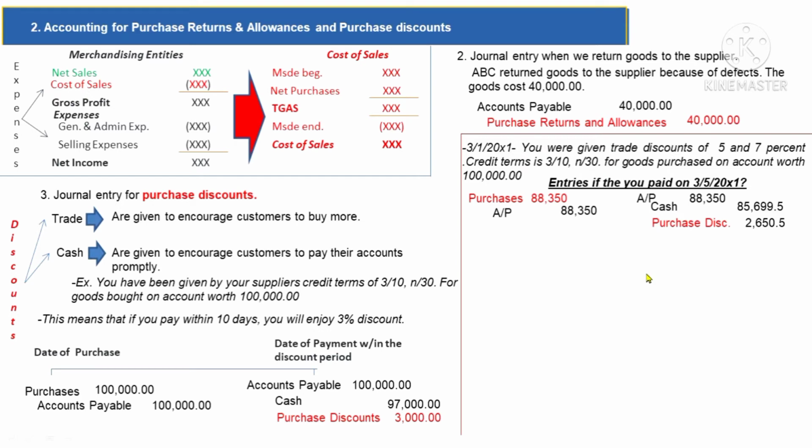But if you paid on or beyond the discount period, your set of entries are as follows, which are very similar to this except that the cash that you are to pay will be the full 88,350 and not the 85,699.5 because there will be no purchase discount. So that's it. However, we are not yet finished.